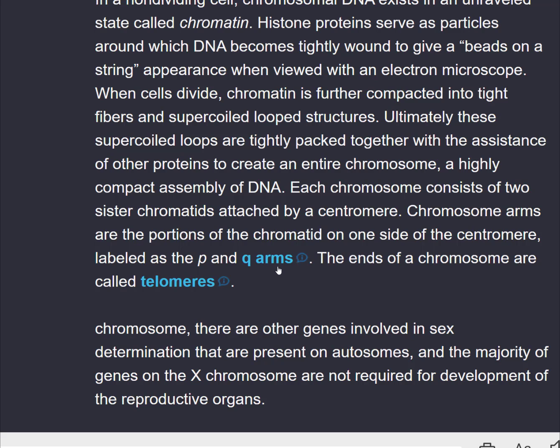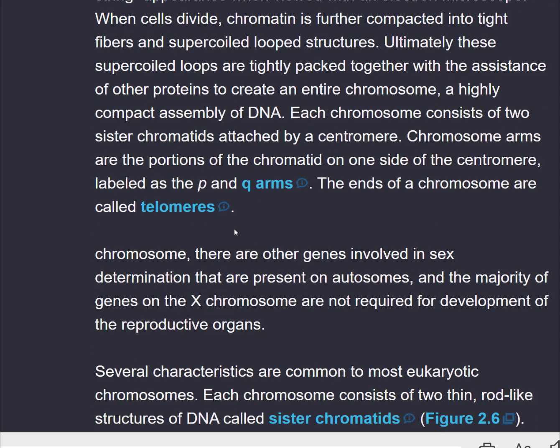Next is the P arms or Q arms. Q arm is the long arm of a chromosome, and in contrast, the P arms are the short arms of a chromosome. Telomeres. Telomeres are the end structures of a eukaryotic chromosome. In humans, they consist of specific repeating sequences of DNA, like TTAGGG.